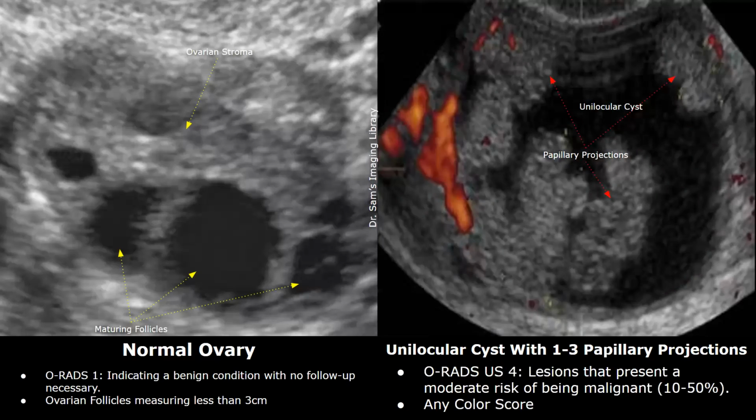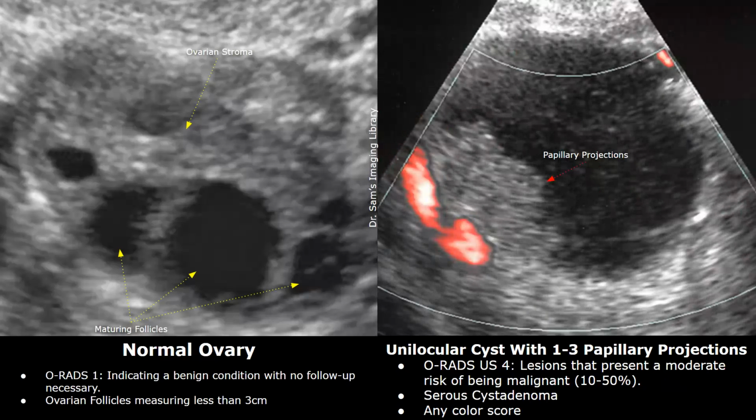This is another unilocular cyst with 1 to 3 papillary projections. It is a unilocular cyst as it does not have any septations present. No compartments or chambers are seen. We can only see the papillary projections. So this type of lesion will fall under O-RADS 4.